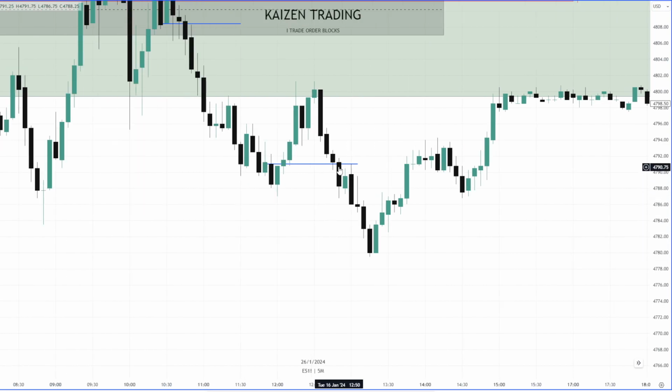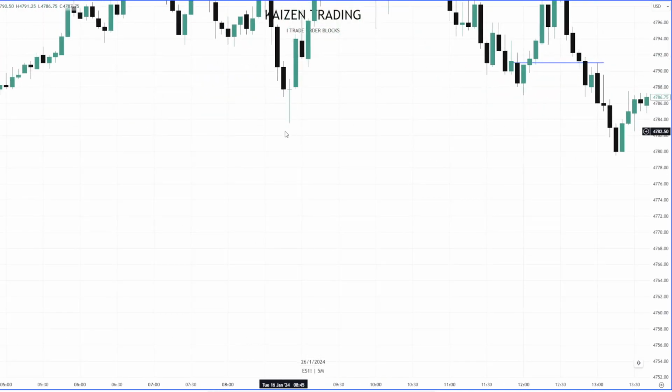Okay. The return to the order block, this should wick and move up and should close green and really expand up. Like this might have hit an order block.